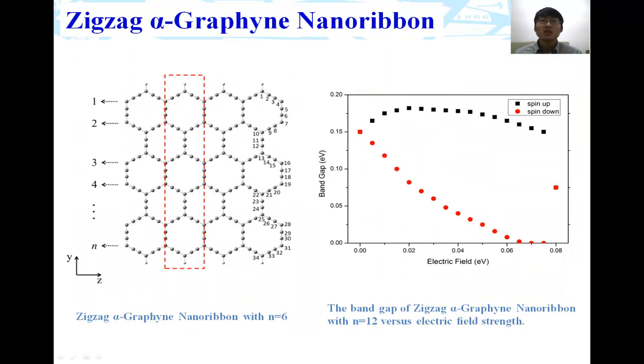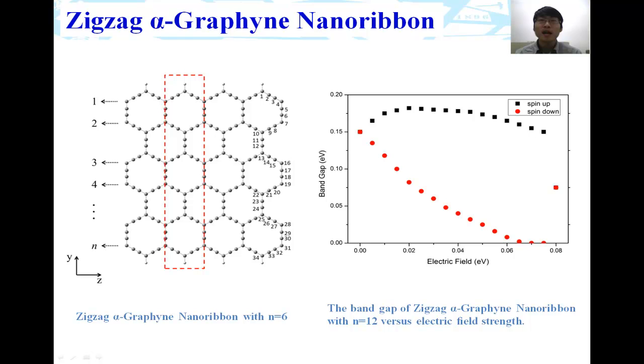The focus of my research is to calculate the geometric structures and electronic structures of non-existing carbon materials, and to predict whether or not they could exist steadily. First, I will talk about the zigzag graphene nanoribbon.